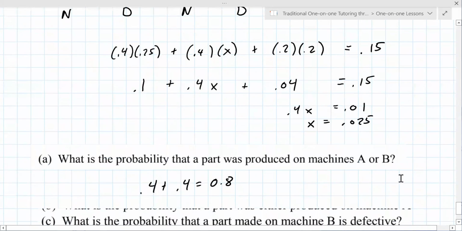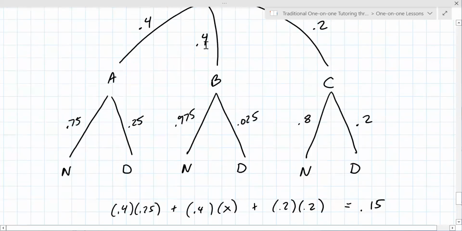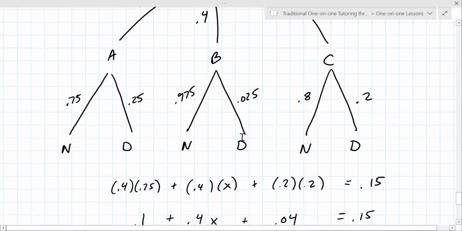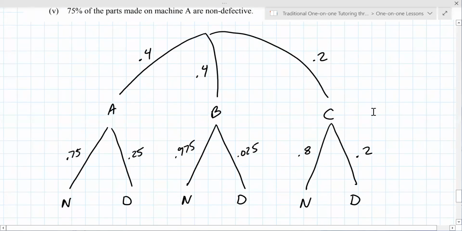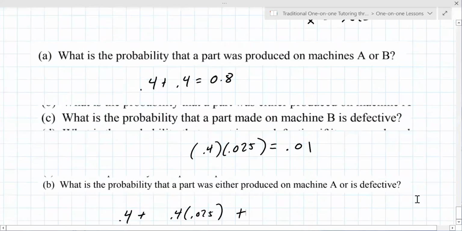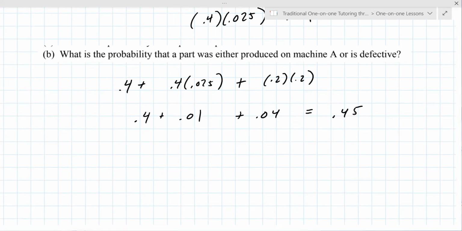So it's the 0.4 plus, and then we go down that path here, the B, 0.4 times 0.025. And you're always multiplying. Plus, when you go down C, 0.2, and 0.2 for defective, that's the D. So 0.2 times 0.2. So 0.4 plus 0.01 plus 0.04 looks like it's 0.445.